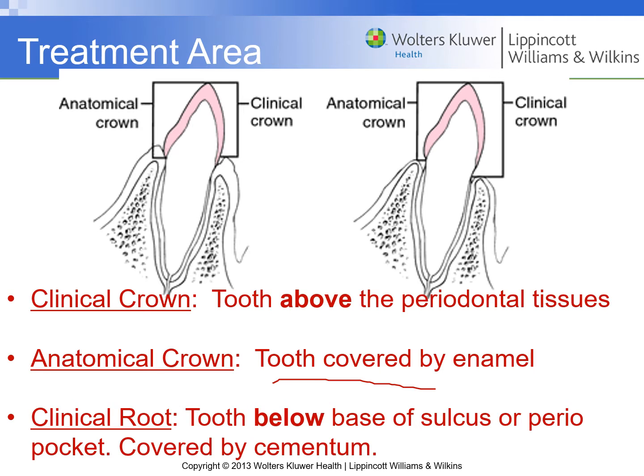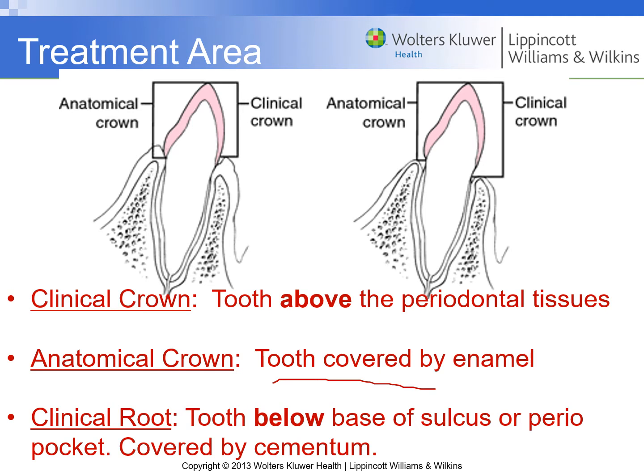So in this left picture, it's going to be below the CEJ. You're not going to be able to see it. From the CEJ to the top of the tooth is anatomically the crown. And so the clinical crown is the tooth that's above the periodontal tissues. So in this case, it doesn't include down into the sulcus. It just includes from the top of the gingiva up to the top of the tooth. It's the part of the tooth that you actually see. You can see all of it.